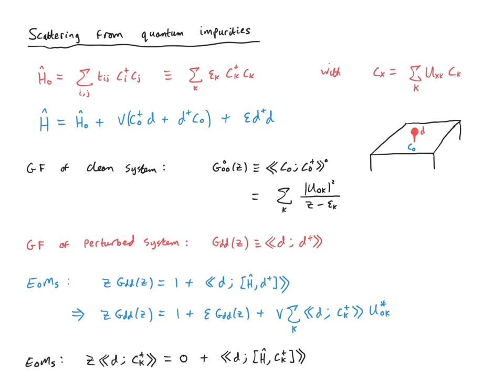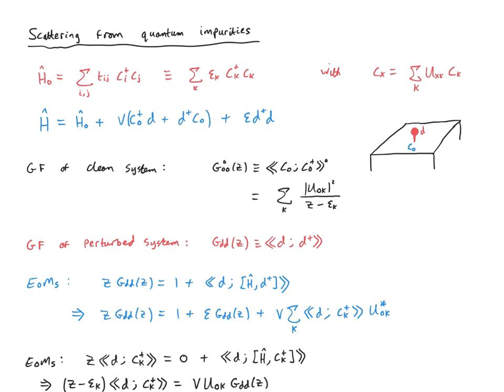The second term is this correlation function involving a new operator formed from the commutator of the full Hamiltonian with Ck dagger. Utilizing the k-space representation of our perturbation Hamiltonian, we can easily calculate this commutator, and we obtain epsilon k Ck dagger plus the perturbation term V times the expansion coefficient U0k times the creation operator D dagger for the impurity. This is nice because it allows us to relate the correlator D Ck dagger back to our impurity correlator GDD.